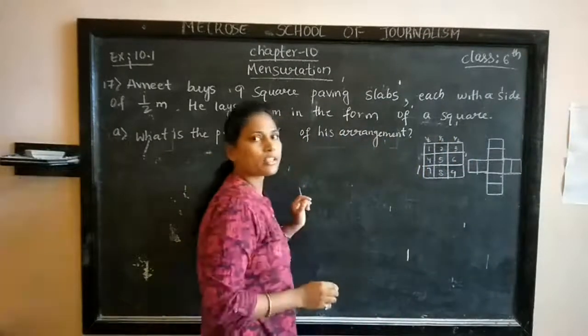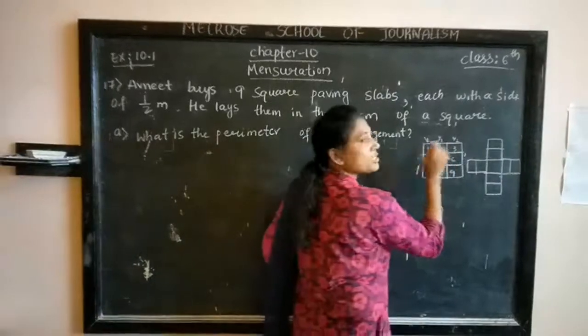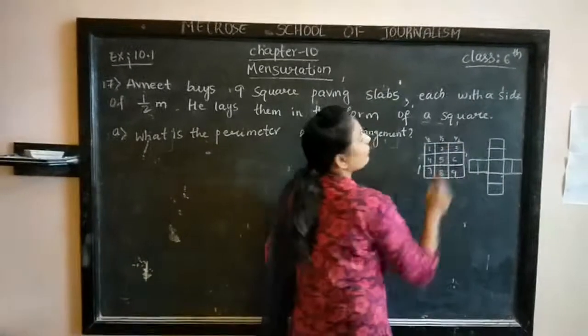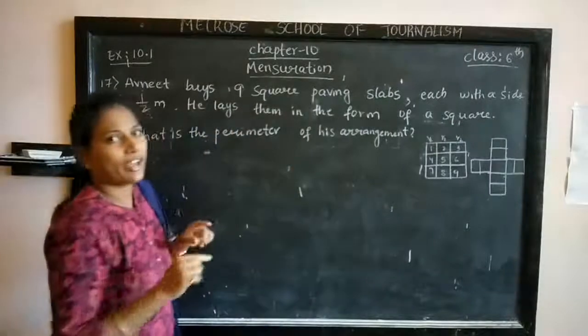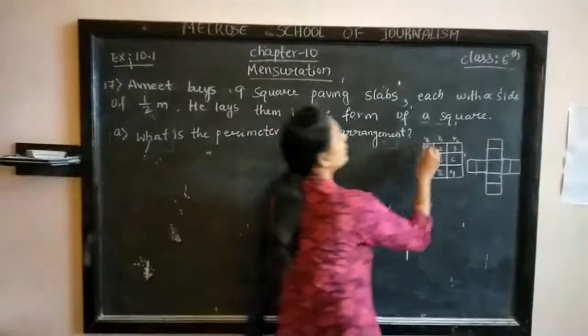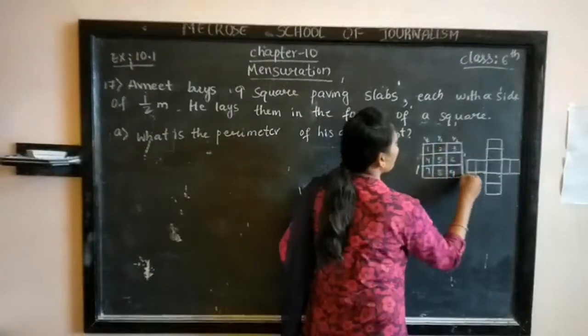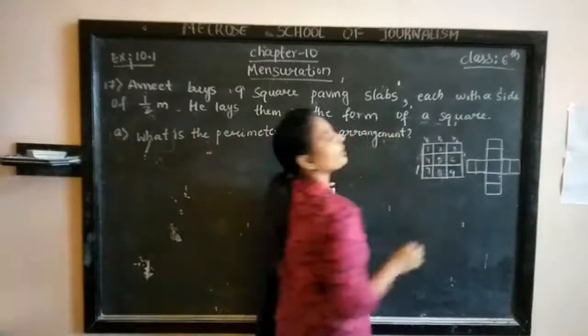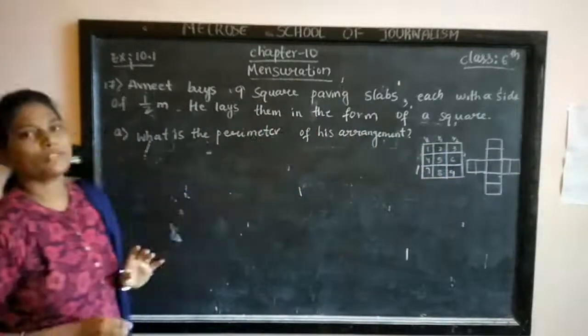Total how many meters now? Half plus half is 1. 1 plus half is 1 and half. One side is 1 and half. This side is 1 and half. This side is 1 and half. This side is 1 and half. This side is 1 and half. We need to find out the perimeter of that arrangement.